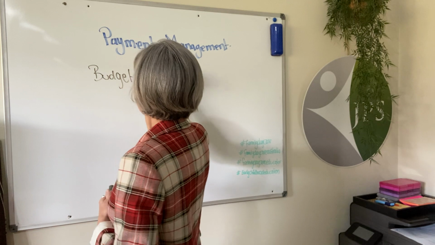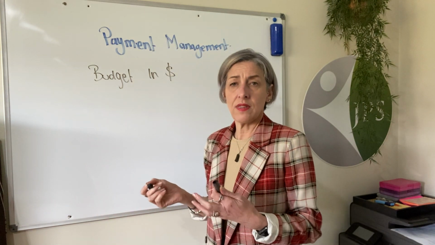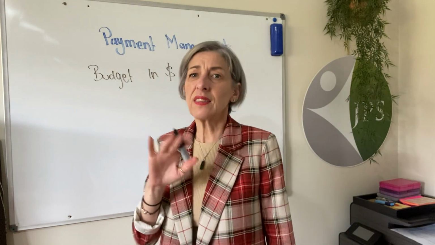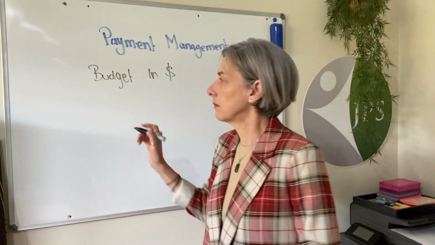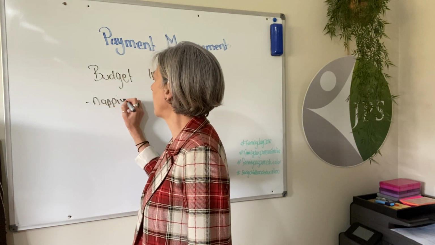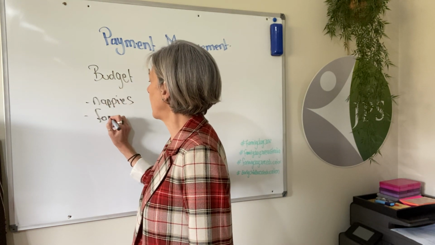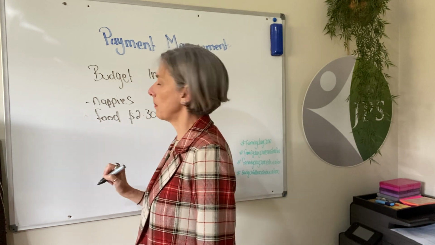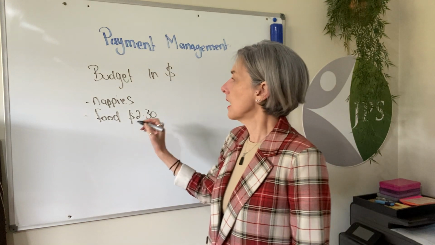So what's coming in, that's your X dollars, whatever that is coming in, and then what is going out. So you've got to cost all this out. Now the little stuff's kind of easy, and you can sort out what you're having. So let's just say you're buying nappies. Let's just say you're providing food. You set a daily cost, whether that be $2.30 per day or whatever that is.